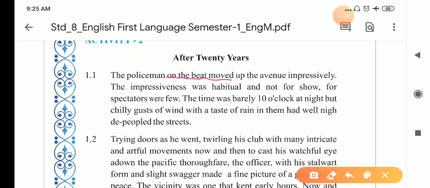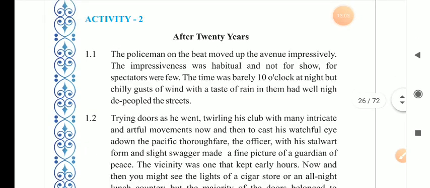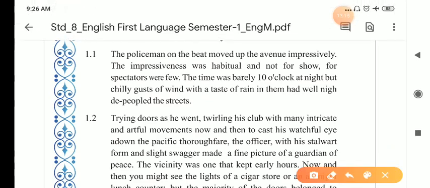Moved up the avenue impressively. This impressiveness was a habitual one. This is not to show you for a day, but whenever he is on his beat, on his patrolling time, he will be there with his perfect duty. That is given over here. It's not for a show. Why is it so? Because few spectators only were there, so to whom would he show his duty? Whatsoever he performed there, he performed with his habit, because impressiveness was the habitual one.